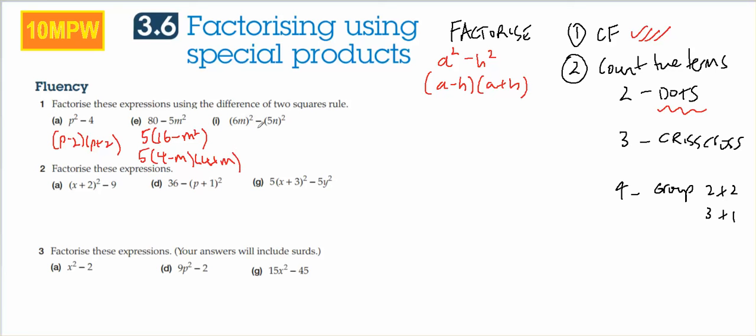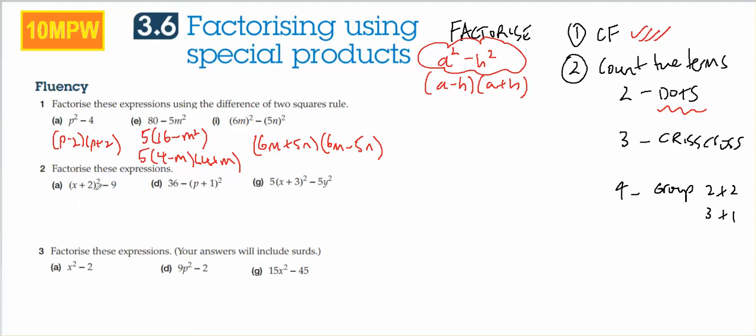And lastly, in question number 1, in this example, I've got 6m all squared minus 5n all squared. So 6m plus 5n, 6m minus 5n. Now in question 2 and 3, there's similar steps, except we need to be careful. They're slightly altering the same structure of a squared minus b squared.